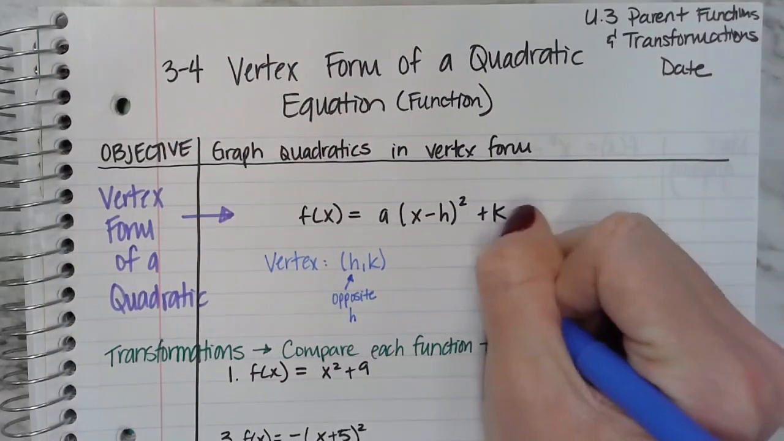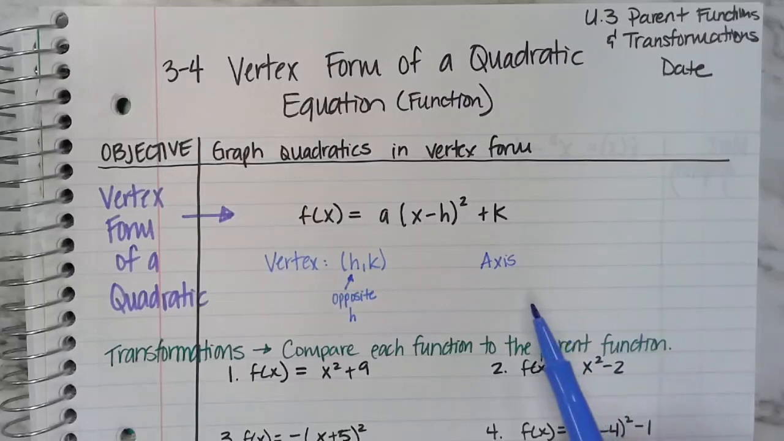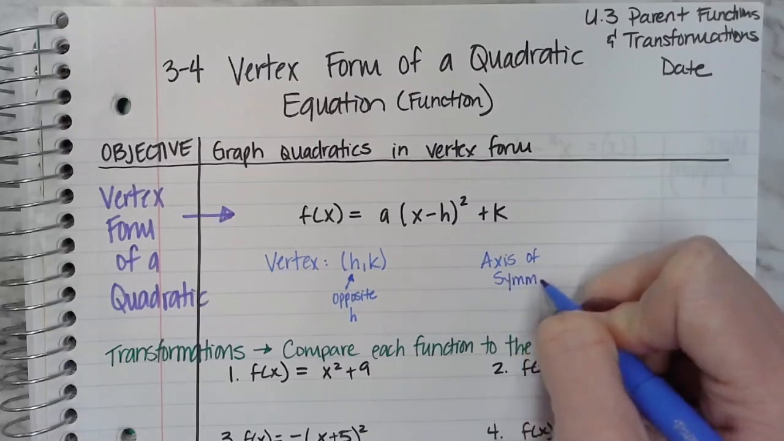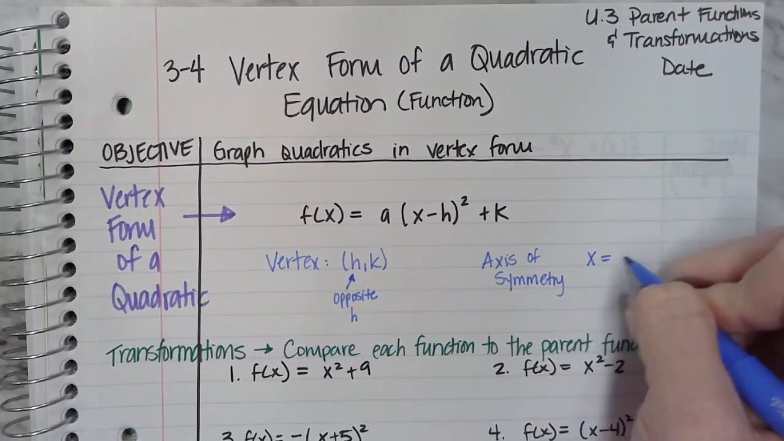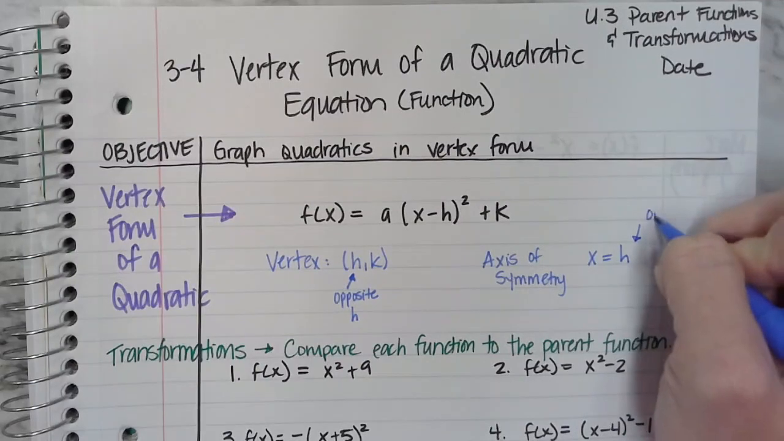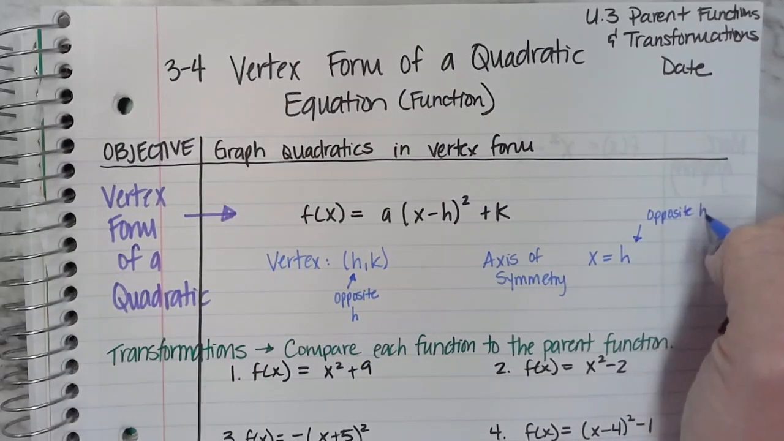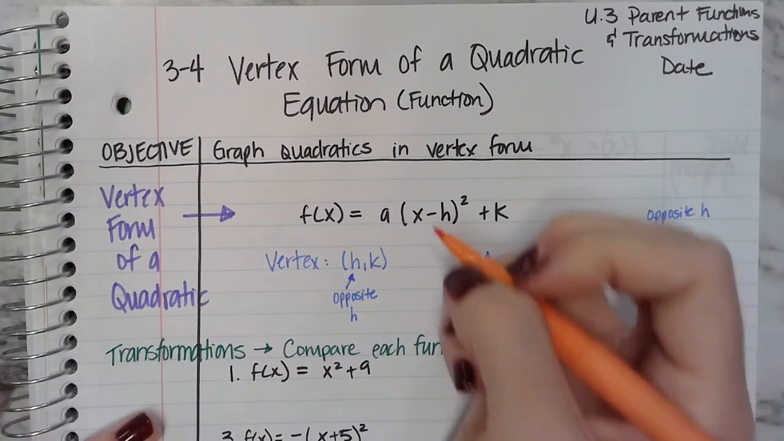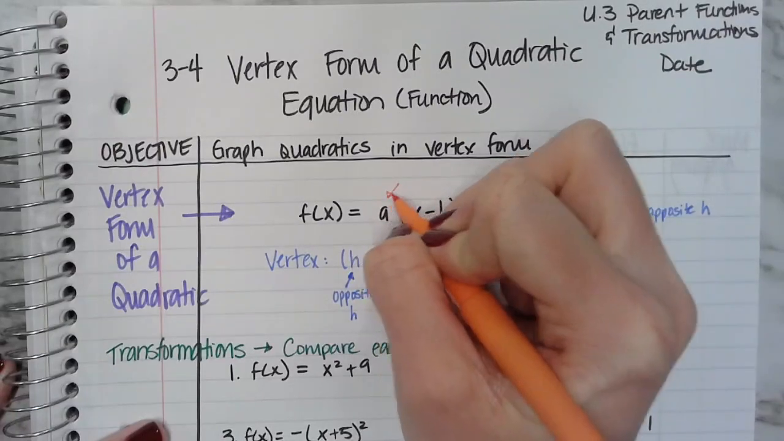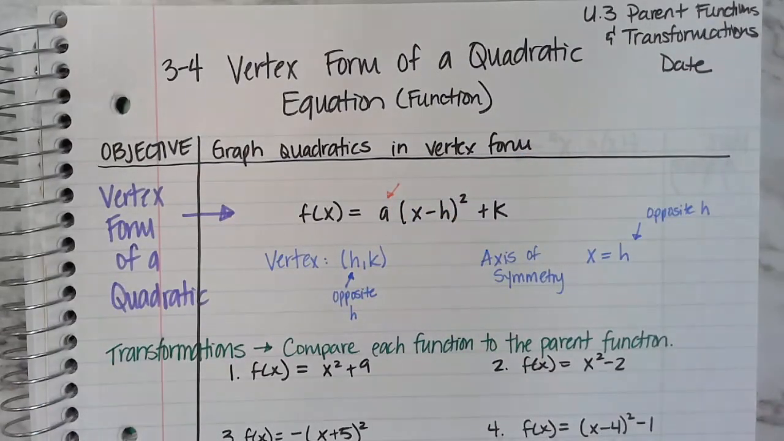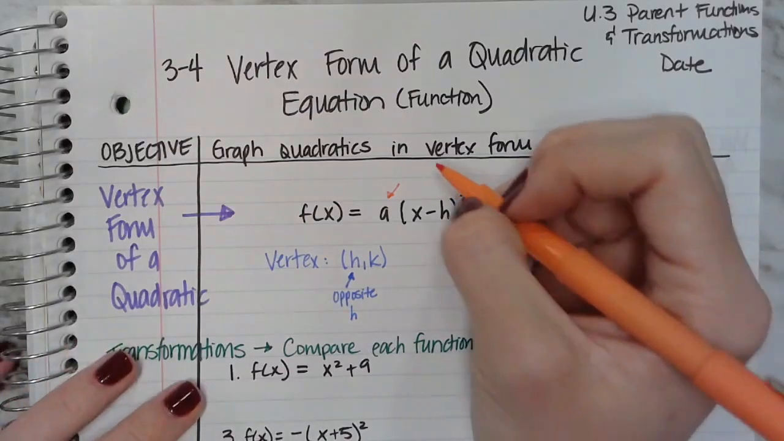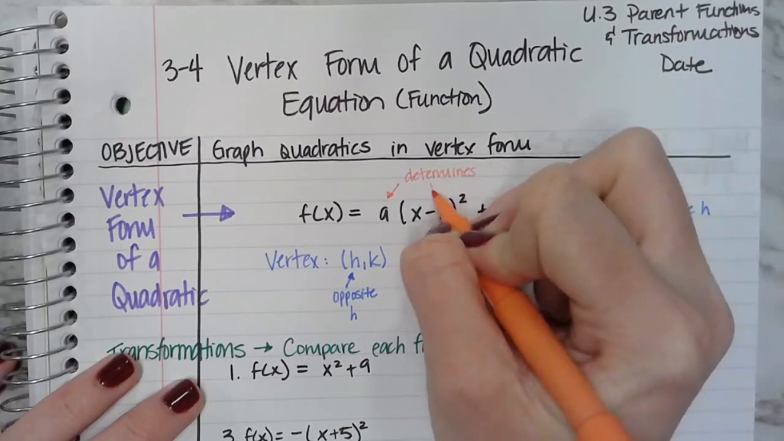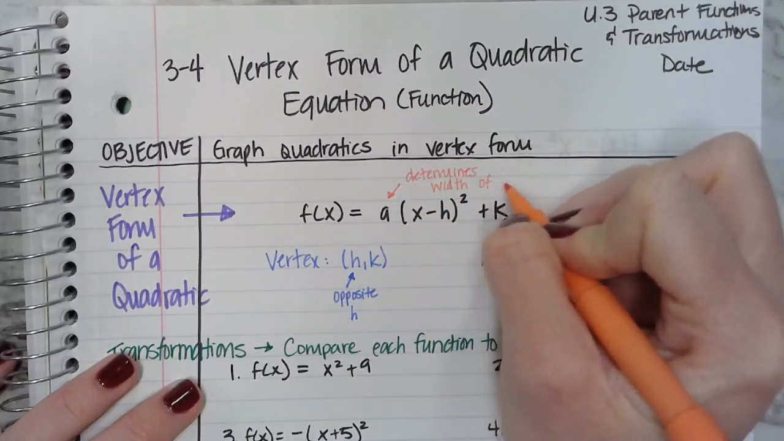The axis of symmetry, well, the axis of symmetry is the x value of the vertex. And so our axis of symmetry is x equals opposite h. Again, this is opposite h. Super important to remember that. Our a value is special as well. Our a value determines the width of the parabola. Kind of like slope a little bit. I mean, it's different because these aren't straight lines, they're curved. This is just going to determine the width of that opening.